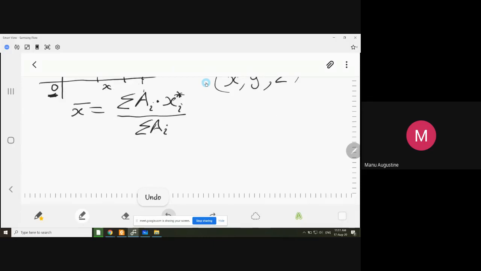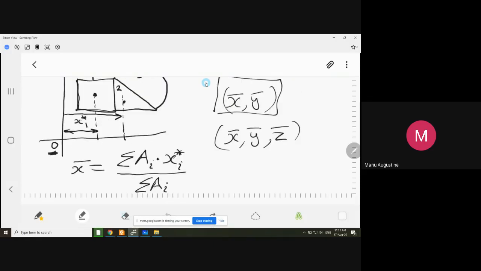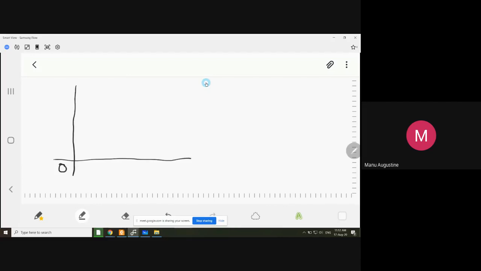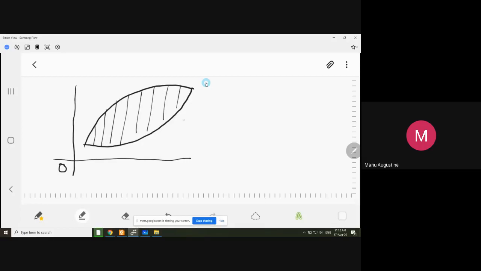But now, let us deal with a new problem. For example, I give you a figure like this. The origin is given, and an area that looks like the combination of two ellipses or the combination of two parabola or hyperbola. It could be anything. This is given.